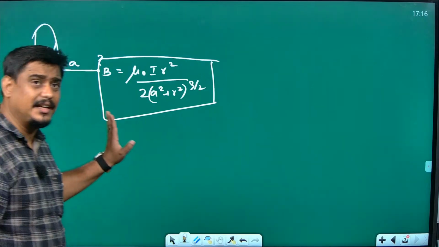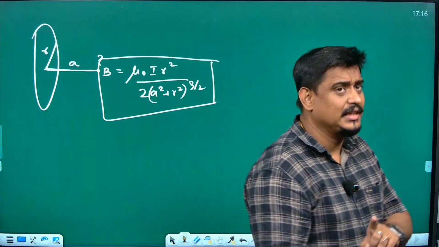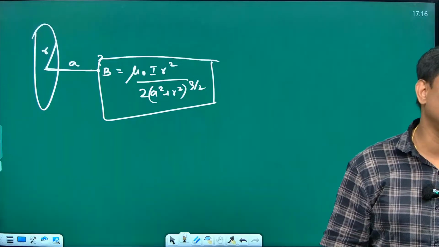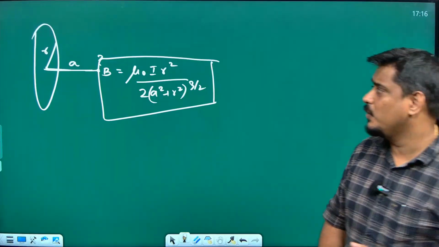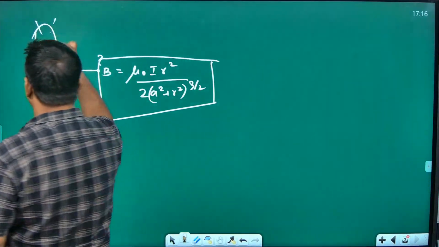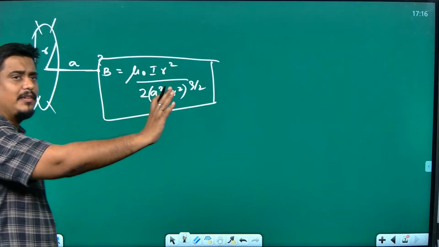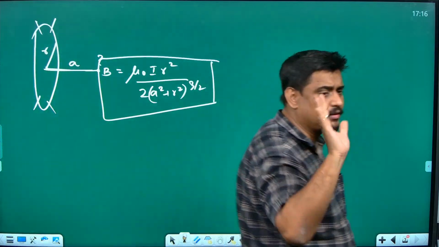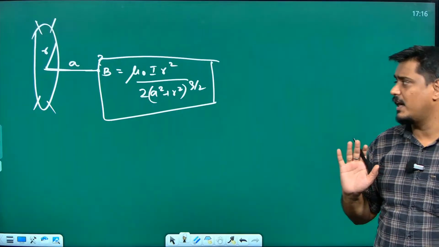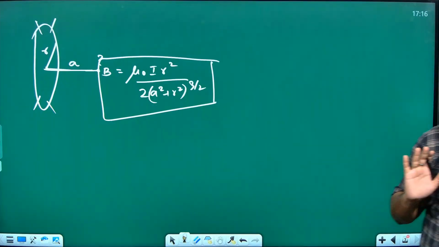This derivation is very important. I have taught it in the class. If you want to re-look into it, you can see the video, and you will once again understand it. What I'll do, I'll take a small current element at the top and make the direction of magnetic field. I will take a small portion at the bottom, find the direction of magnetic field, and then resolve it. I'll get this expression. It is important for the examination: mu naught I r square by 2 into (a square plus r square) power 3 by 2.